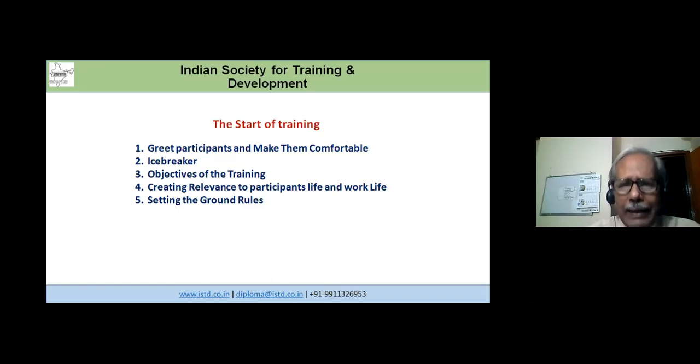So the start of the training is very, very important. As I told you in brief, I'll say again: greet the participants, make the icebreaker very effectively, spell out the objectives of the training, create the relevance of the training program with the participants' own life and work life, set the ground rules. These are certain basic things the trainer has to begin with in any training program.